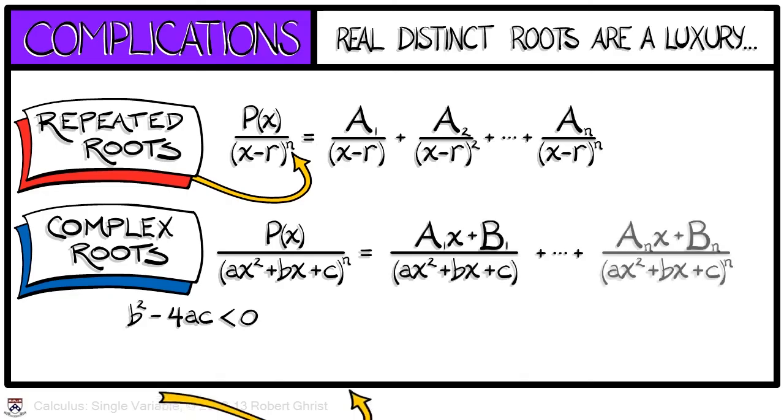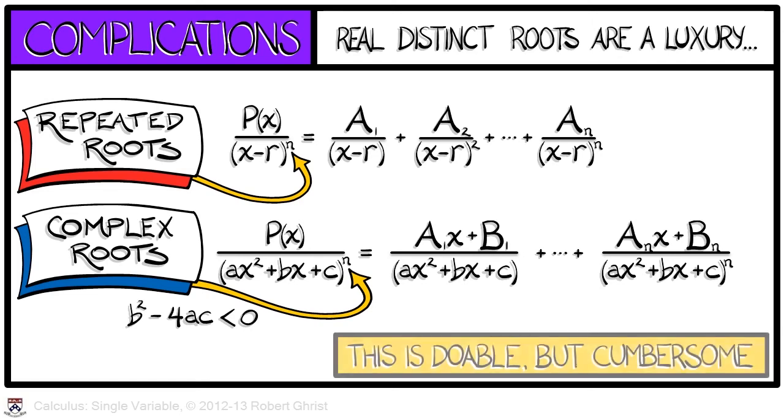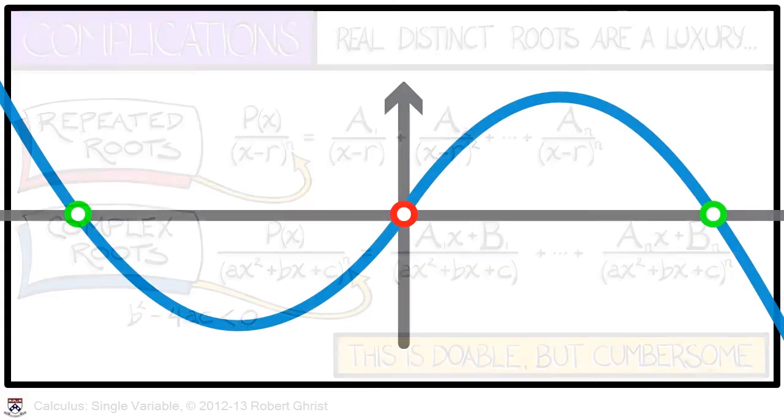This does break up, but it breaks up into a linear polynomial in the numerator, and then the quadratic in the denominator. And if you have repeated complex roots, well, then it gets even more difficult still. All of these examples are doable, but very cumbersome, and I'm not going to test you on these in this course. In the end, it's really just algebra.